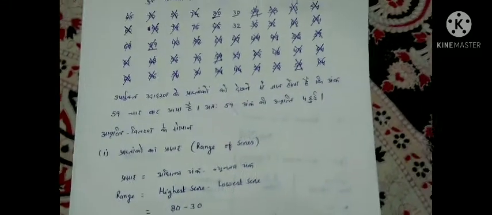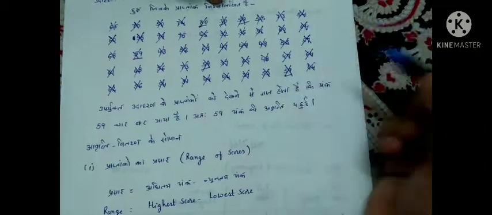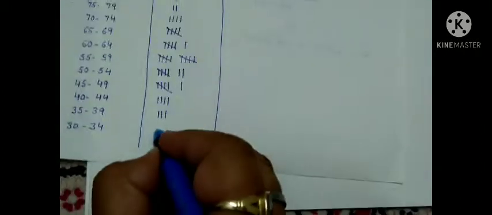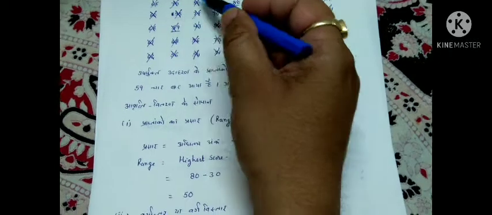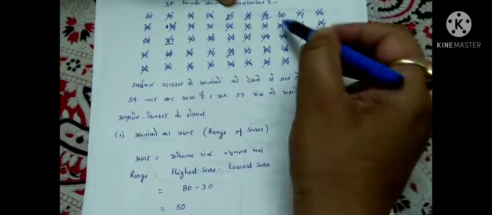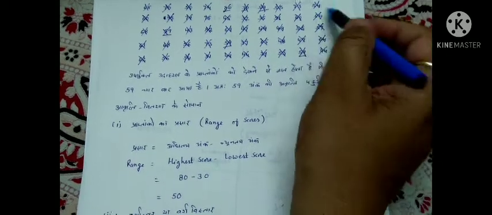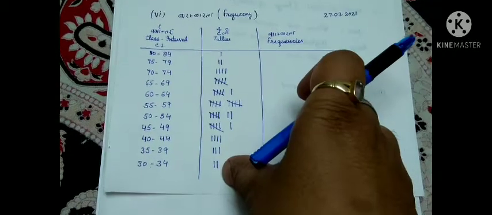Now how many students are lying? 30 and 32. There are 2 students. 2 students means 1 2. Now why am I putting a cross here? Because it will ultimately help that no marks are left. That means here there are 50 students and there must be 50 tallies.